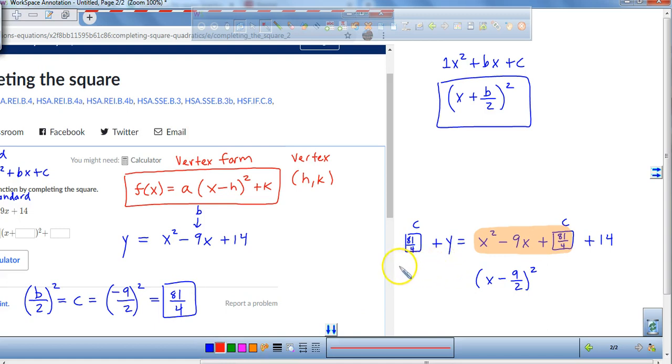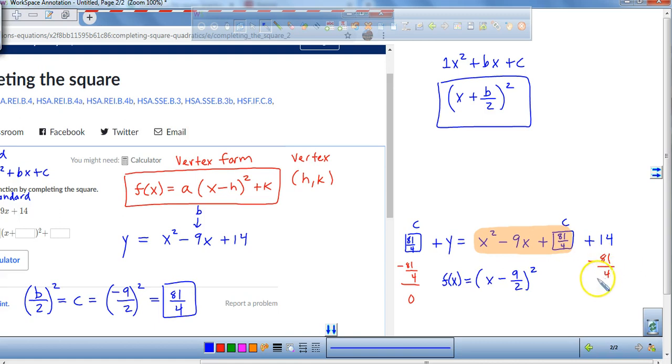So here's our final step. All we're going to do is take away 81 over 4 from this side, and take away 81 over 4 from this side. And so here's what we have. I'm going to change y back to f of x. It's just function notation.